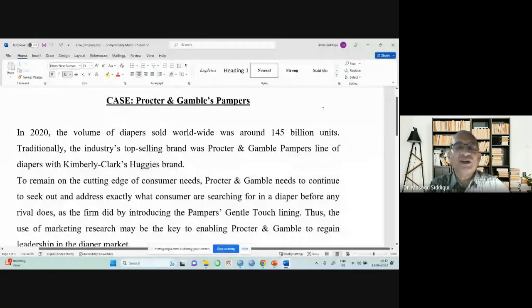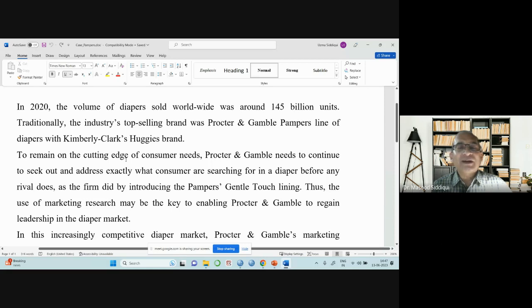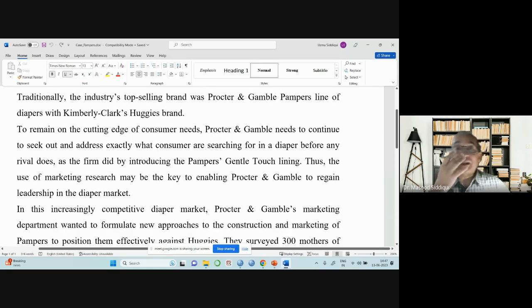And this case is actually written from the perspective of Procter and Gamble. It is related to a very common product all of us are familiar with. It is related to baby diapers. Actually, it started with the trade war between the two FMCG giants. One is Procter and Gamble that manufactures Pampers, and the other is Kimberly Clark that produces Huggies. Initially, Procter and Gamble was the market leader. Later on, Kimberly Clark took over. But in recent times, because of different strategies, Procter and Gamble is again leading the market.